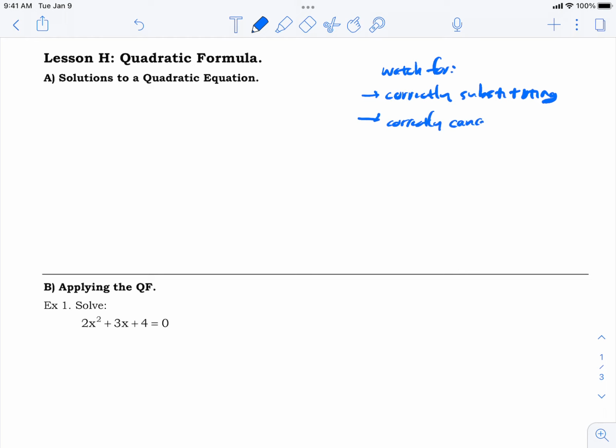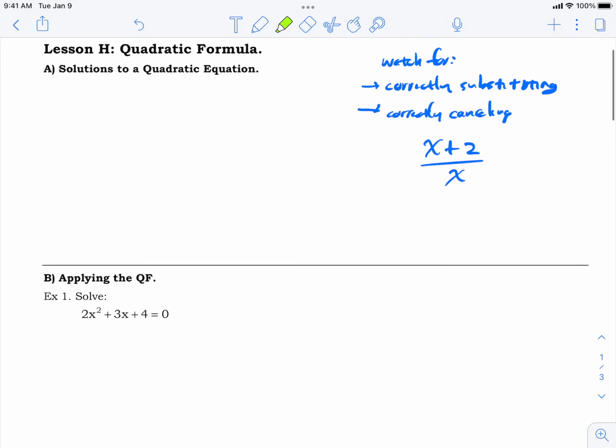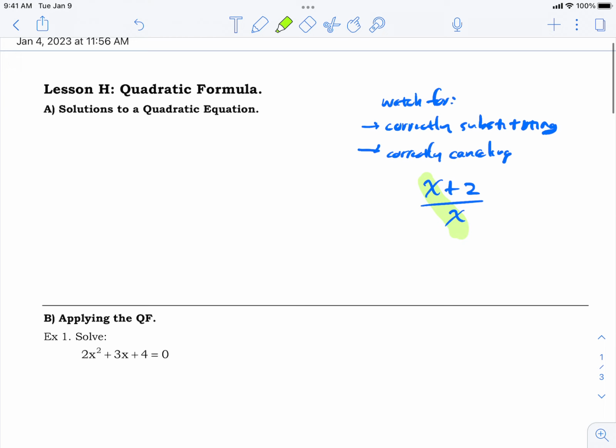canceling things. And one of the points that's going to be made is if you have something like x plus 2 over x, for example, you would not cancel these x's. You do not cancel those x's, okay? And we'll get into a little bit more detail with that as we go. What else? There's other things. Correctly canceling, correctly substituting.